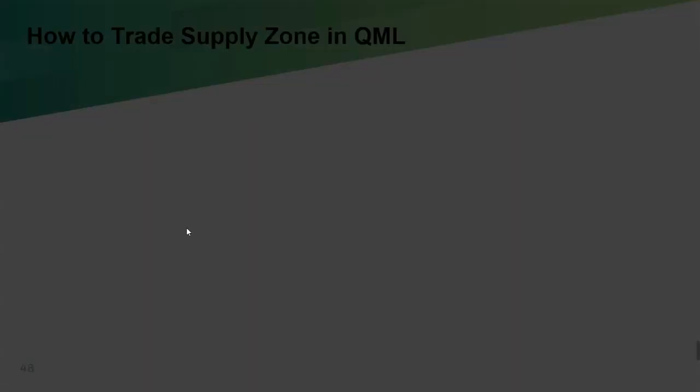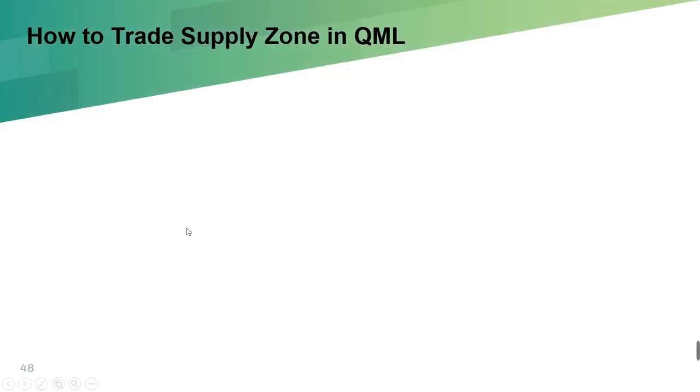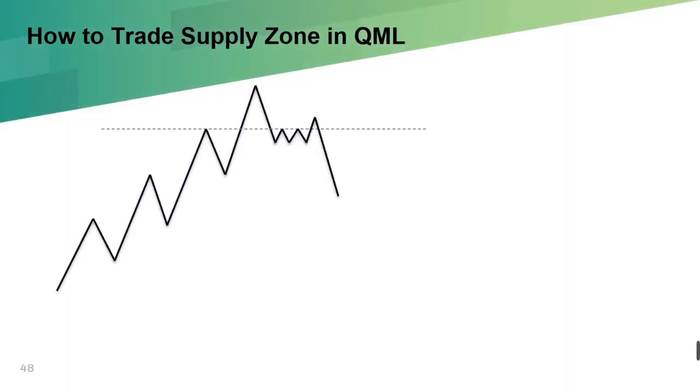So now we go into how we're going to trade a supply zone in a QML. So what is a QML? I'm going to cover it in the next chapter. Next episode I'm going to explain it in more detail, what is a QML, the Quasimodo level. So this is just a brief introduction to what a QML is.